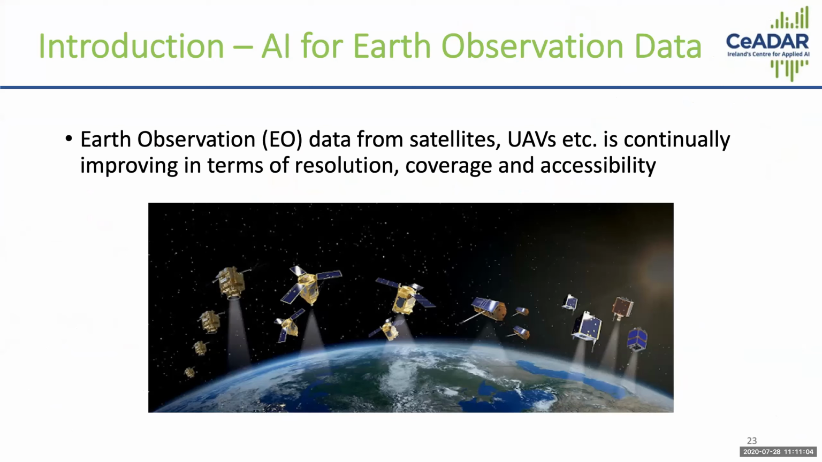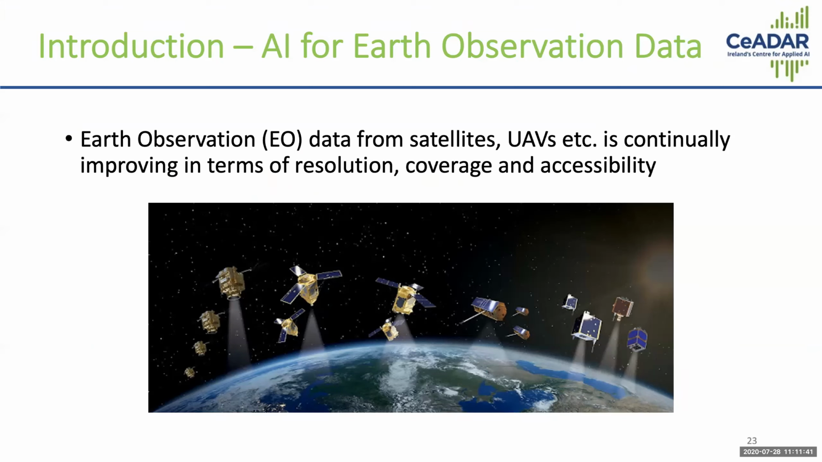UAVs, or better known as drones, etc., is continually improving in terms of resolution, coverage, as well as accessibility. So firstly, as sensors and instrumentation on satellites improves over time, and also there are new satellites being put into orbit regularly from the likes of national space programs, particularly European Space Agency, ESA, and NASA would be the well-known examples. And there's also many private companies now that are putting Earth observation satellites in orbit.